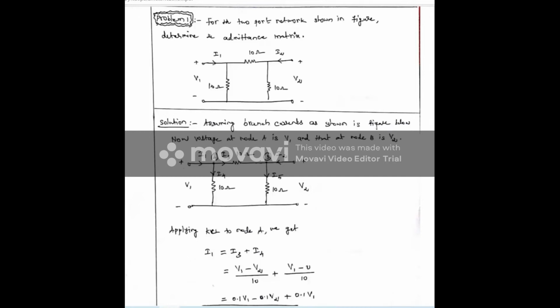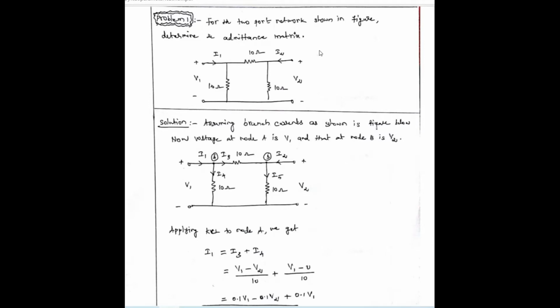We are going to see the problems related to this Y parameter. So you see the first problem. For the two-port network shown in figure, determine the admittance matrix. So this is the given network.